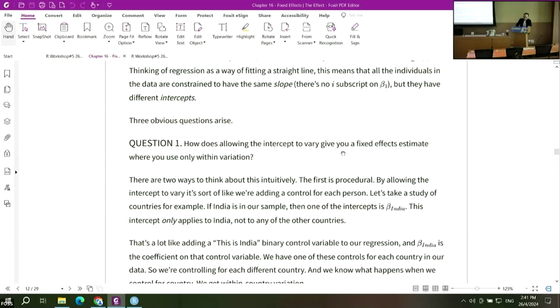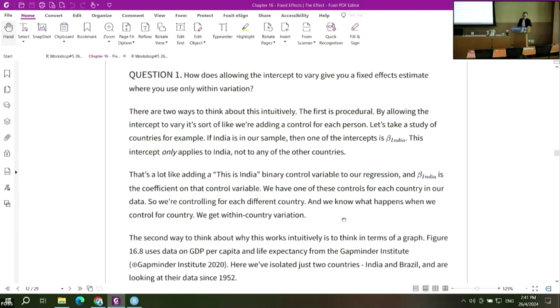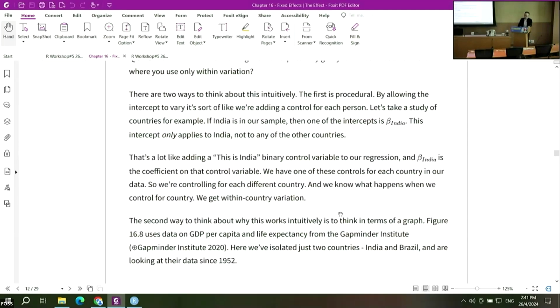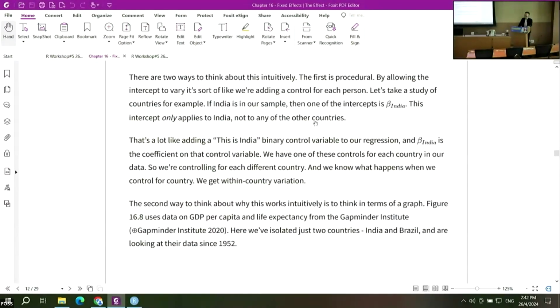That's a lot like adding an "is India" binary control variable to the regression, like a dummy control variable, and then beta India is the coefficient on that control variable. We have one of these controls for each country in our data, so we are controlling for each different country specifically. And we know that when we control for country, we get the within country variation controlled. It's a fixed effect on the country level.